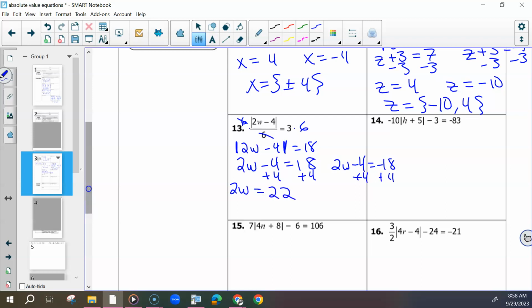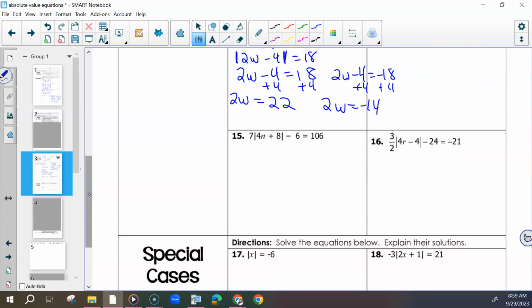We have 2w equals 22 and 2w equals negative 14. Divide everything by 2. W equals 11 and negative 7. I'm going to write that over here. Questions on that one?